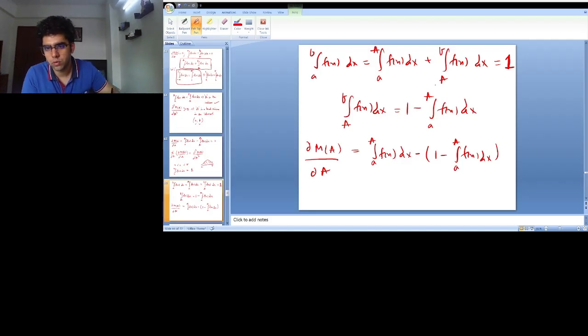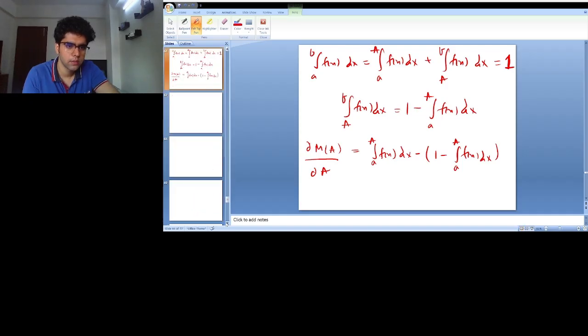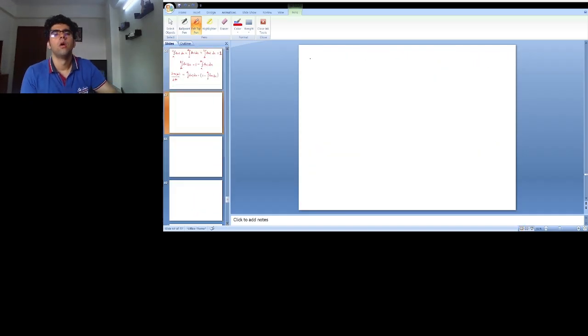And this was equal to 0. This is equal to 0. Or we were just equating it to 0 because we need to find the stationary point. This is not equal to 0 right now, right? We were just equating it to 0 to find the stationary point. I'm so sorry, this is not equal to 0.